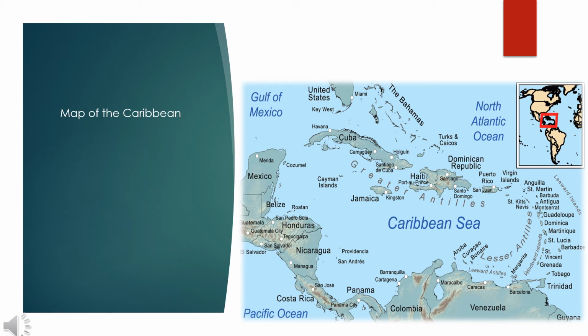The region we live in is called the Caribbean. Now, if you look closely at the map of the Caribbean, you will notice that this region is surrounded by the Caribbean Sea. Also, the location of the Caribbean is between North and South America. North America is to the north of the Caribbean, and South America is to the south of the Caribbean.